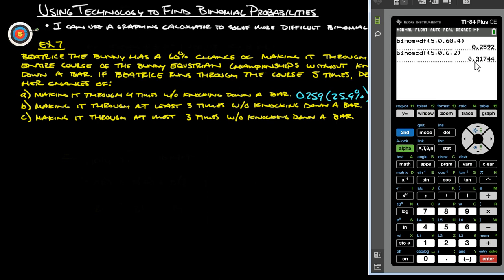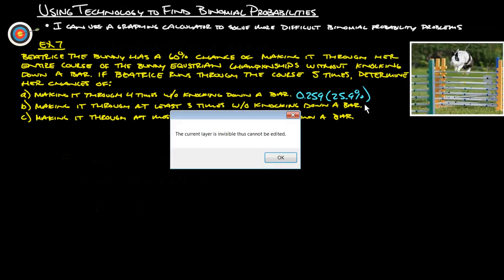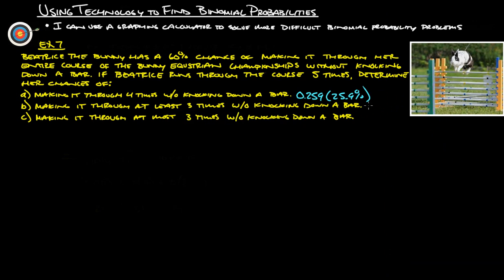This here tells us the probability that Beatrice won't make it through at least 3 times. So all we have to do is just take 1 minus this, which is the complement. So we want to do 1 minus our answer, and we get 0.683, or 68.3% chance.